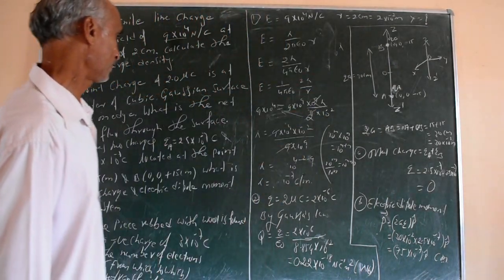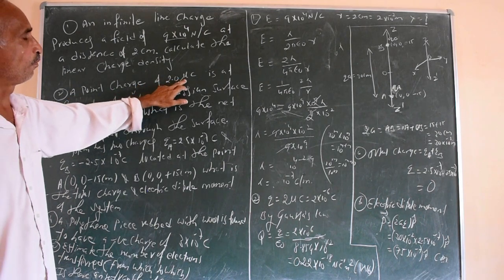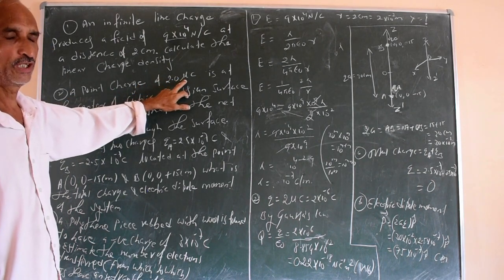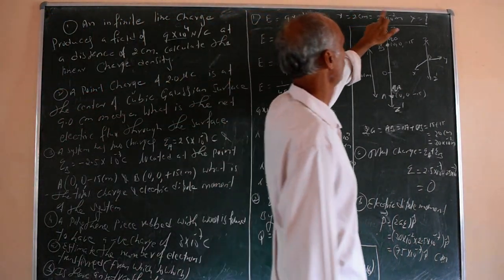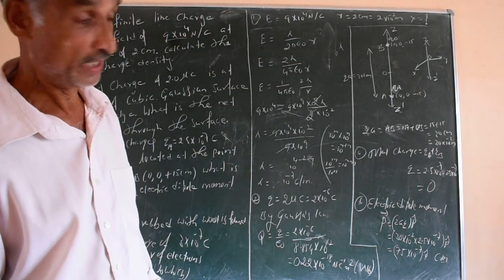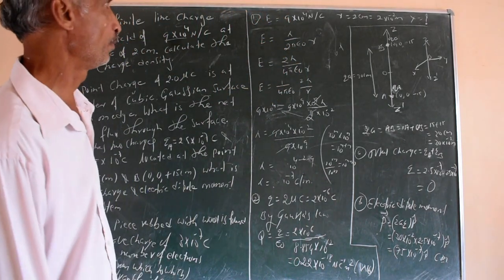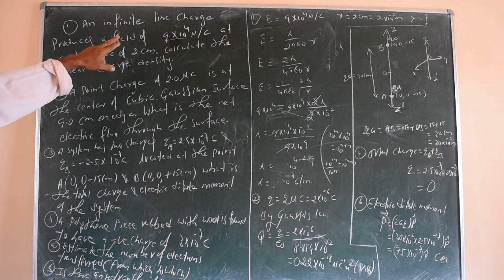That's all. So second question, a point charge of 2 microcoulomb. Micro is 10 raised to minus 6. Always SI units should be taken here. Centimeter is converted to meter. So charge should be in coulombs and distance should be in meters, area should be in meter square, like that. SI units should be used in the problem.